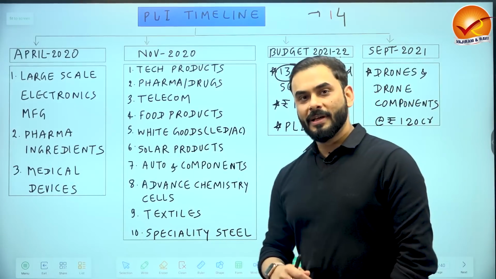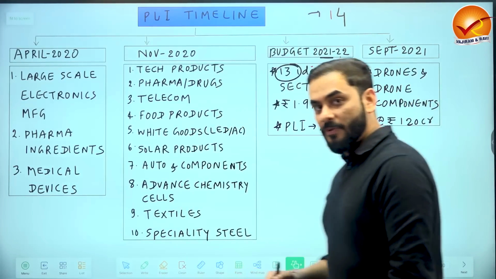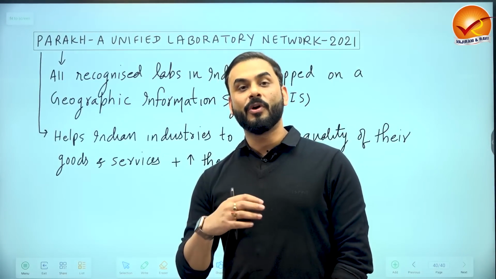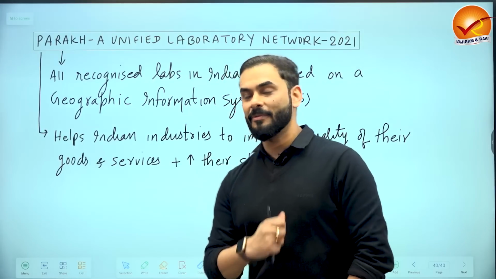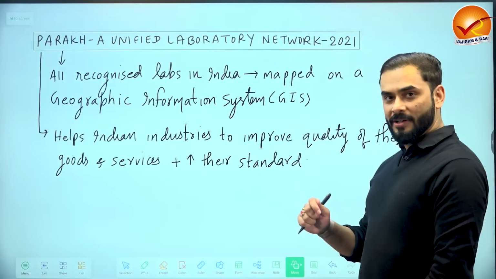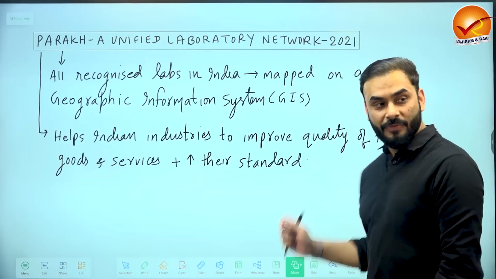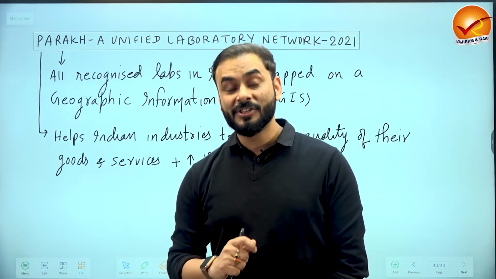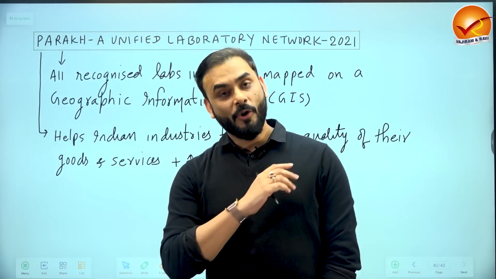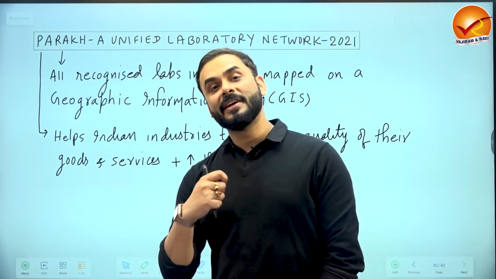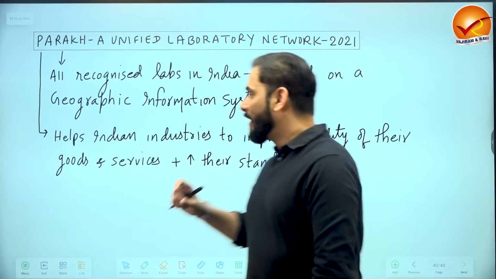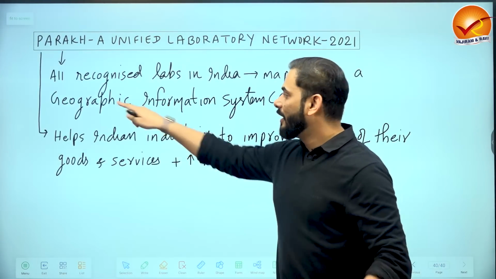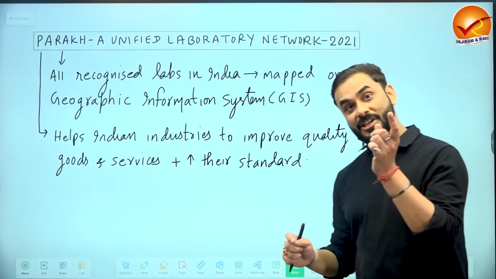As I told you, after production linked incentives, we would also talk about one more scheme which has been helping the industries to improve the quality of their products and services. What is the name of that scheme? The name of that scheme is PARAK, the Unified Laboratory Network 2021. What is PARAK? Government of India has created a system whereby all the accredited, which means recognized, laboratories of India have been incorporated and mapped into a Geographic Information System, GIS.